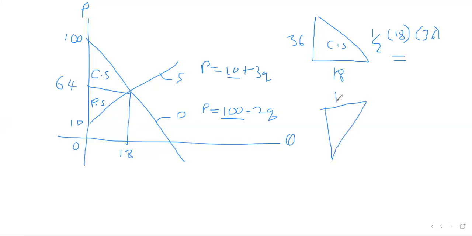The producer surplus, again, here we have 18. The distance from here to here is 54. How do we get the 54? We subtract 64 minus 10. How do we get the 36? We subtract 100 minus 64. So with this answer, we're going to get half of 18 times 54. You get your answer there. So when you add these two answers, the total that you are going to get is called the total surplus.